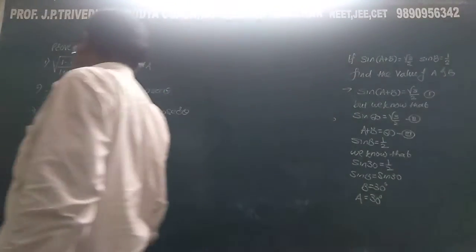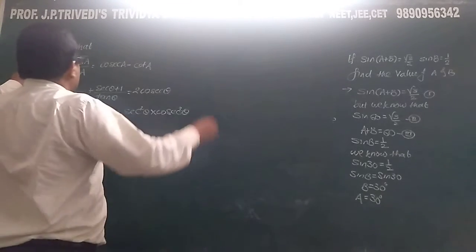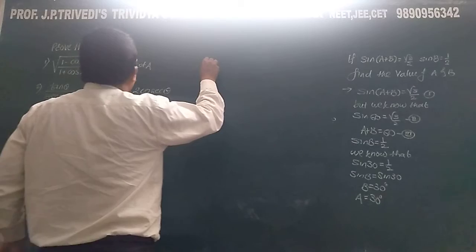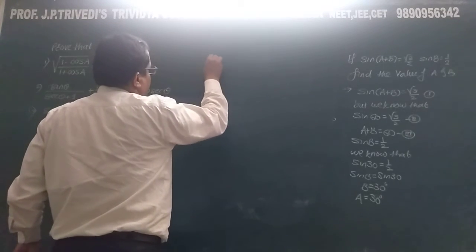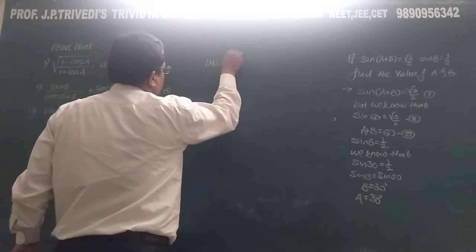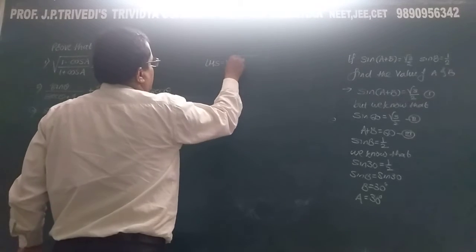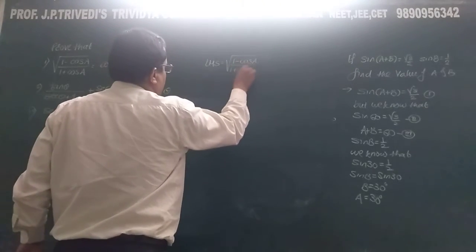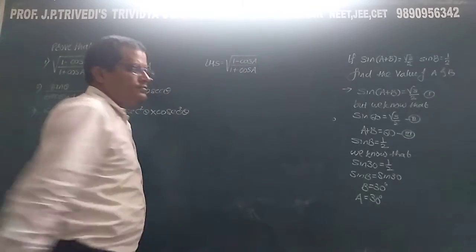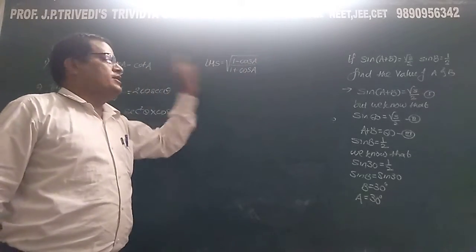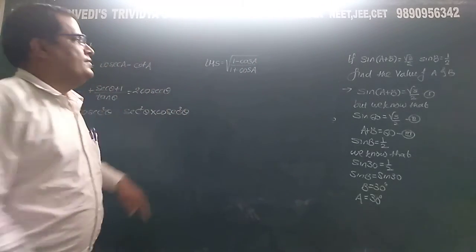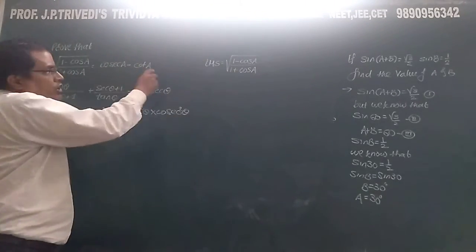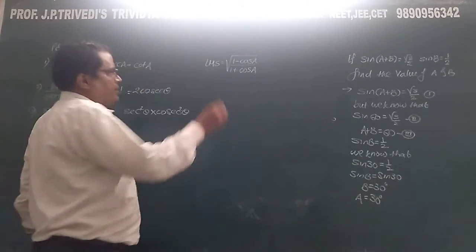So here, example number 1, LHS. What is LHS? LHS is square root of 1 minus cos A upon 1 plus cos A. So we rationalize the denominator. Why? Because there is no denominator under the root, therefore rationalizing the denominator.